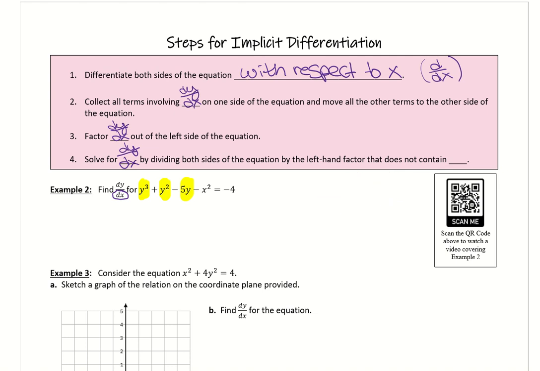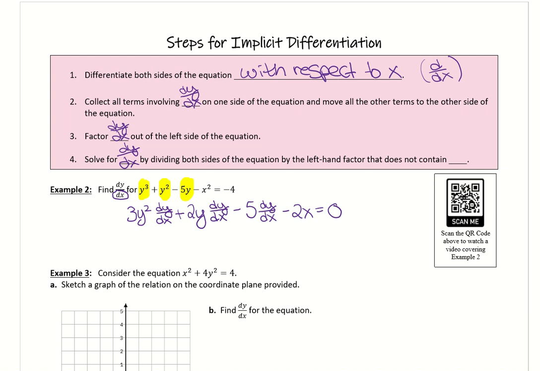We're finding d dx of whatever y is there, and we write that as dy dx. All right, here we go. So here the derivative, the outer is 3y squared, and then the inner is dy dx. Plus, the outer is 2y, and then the inner is dy dx. Minus the outer is 5, and then the inner, dy dx. Minus, and here we have an x on our hands, so we can just derive minus 2x equals 0, because the derivative of -4 is just 0.